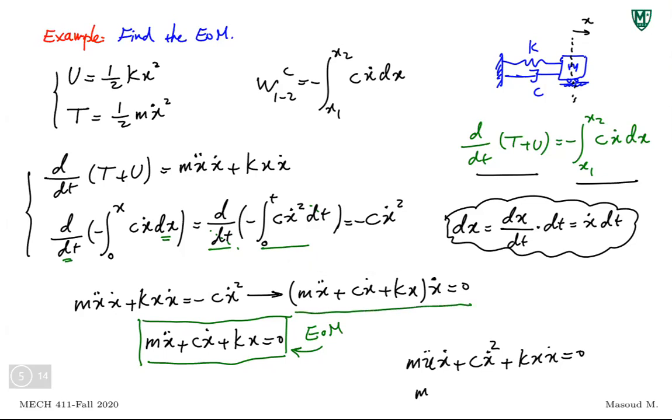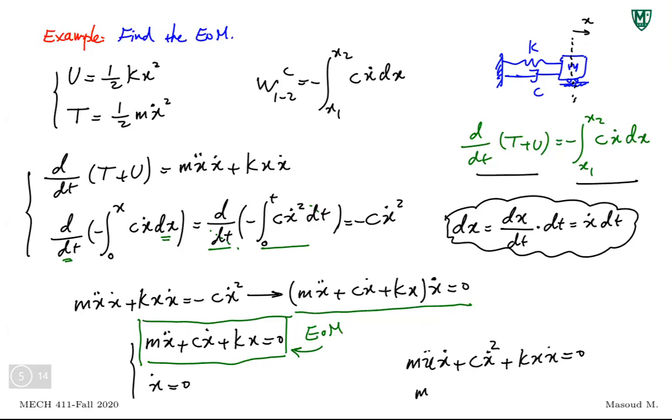Now, looking at this equation, I'm solving a mathematical equation. I want to know, when does this become 0? When x dot is 0, this is always 0. Think about two expressions, a times b equal to 0. If b is 0, this is always 0, so you get nothing out of it. So out of this, I get two things: this, and x dot is equal to 0.